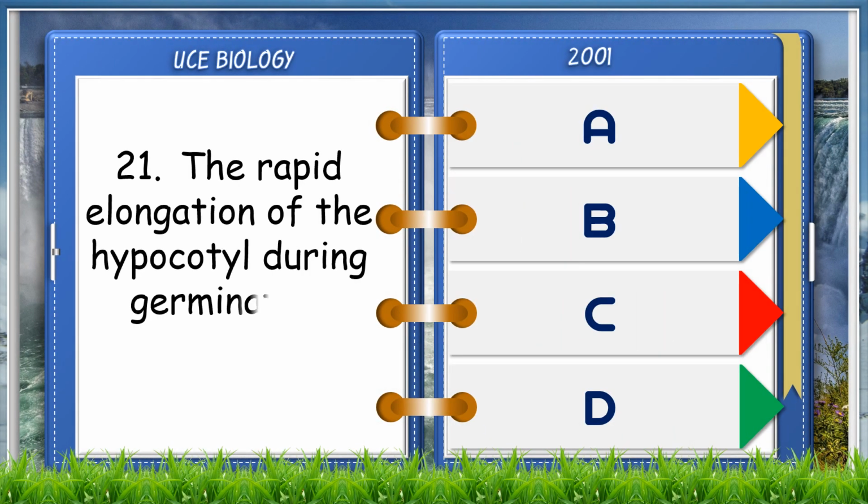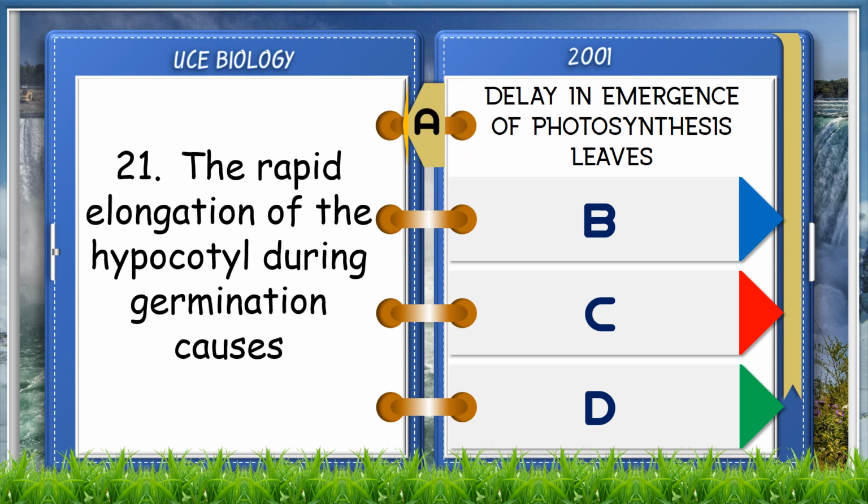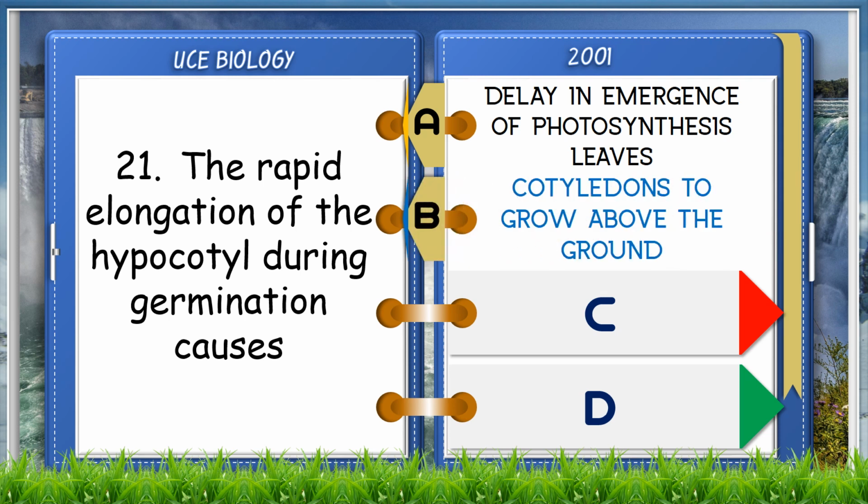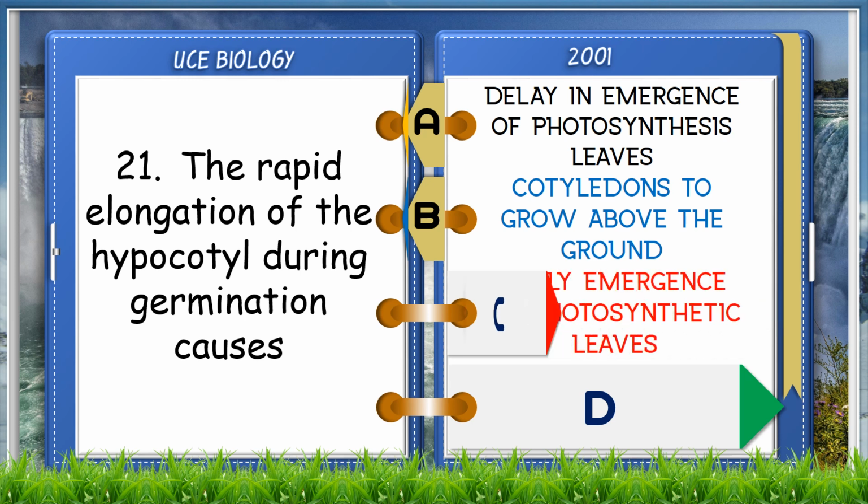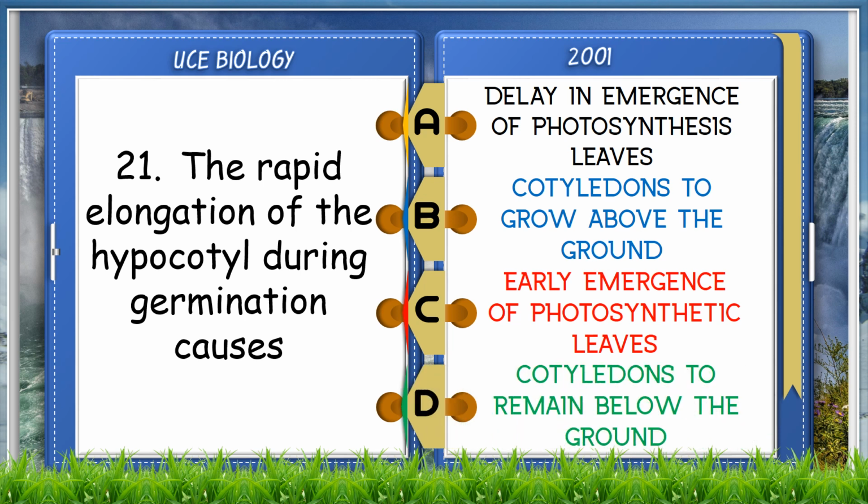The rapid elongation of the hypocotyl during germination causes A. a delay in emergence of photosynthetic leaves. B. Cotyledons to grow above the ground. C. Early emergence of photosynthetic leaves. D. The answer is B. Cotyledons to grow above the ground.